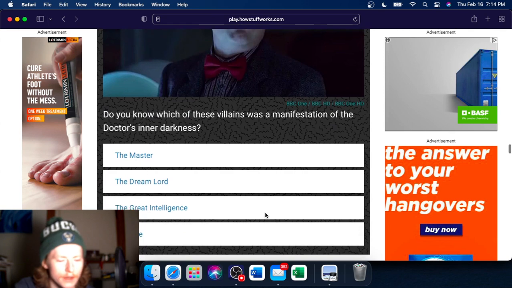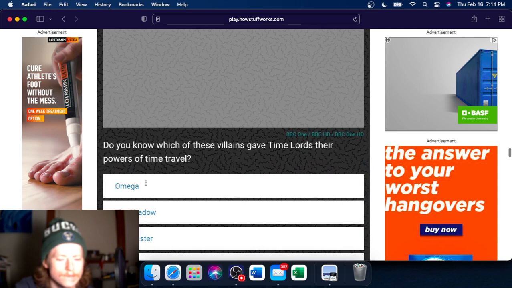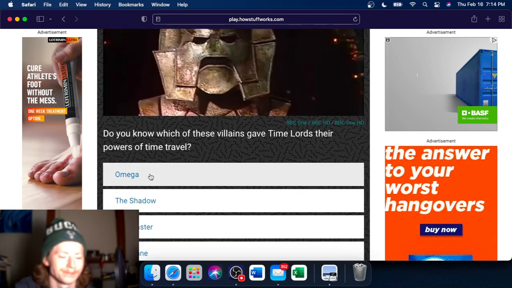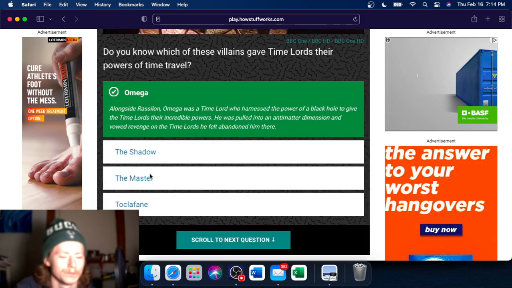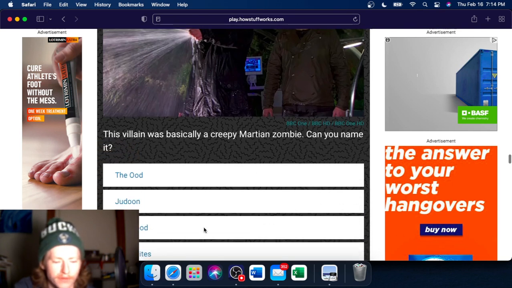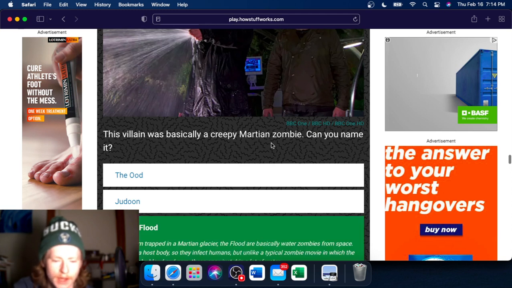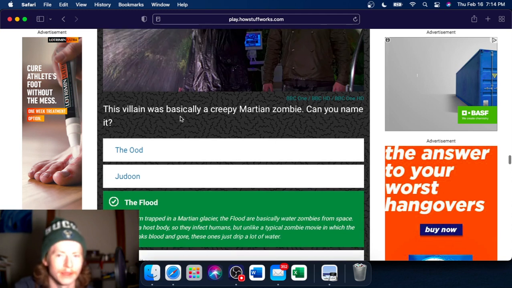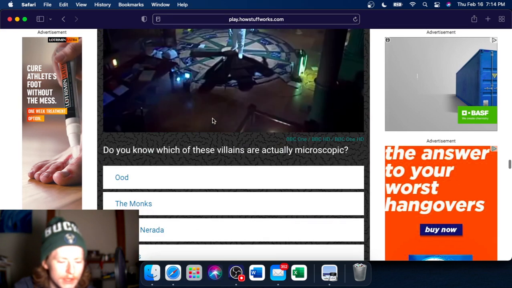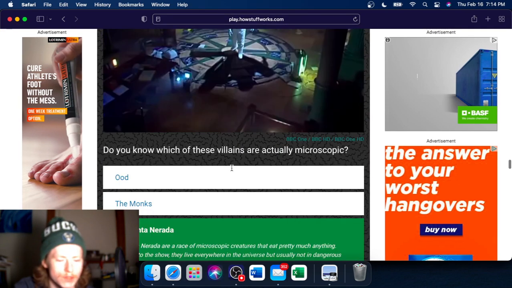Manifestation of the Doctor's inner darkness. The Valeyard. Gave Time Lords their powers of time travel. The Timeless Child. Fun fact: canon. This villain was basically a creepy Martian zombie. That would be the Flood. That's not what it was, basically. It was a parasite in the water on Mars that created zombies. Vashta Nerada. Shadow creatures.